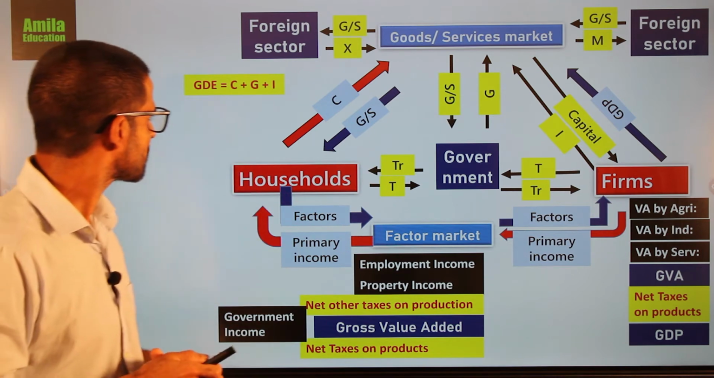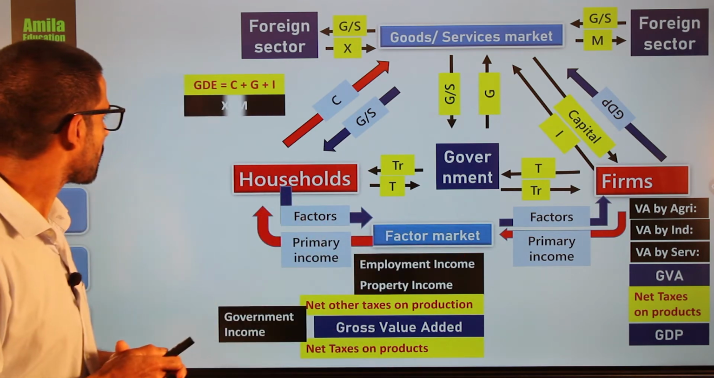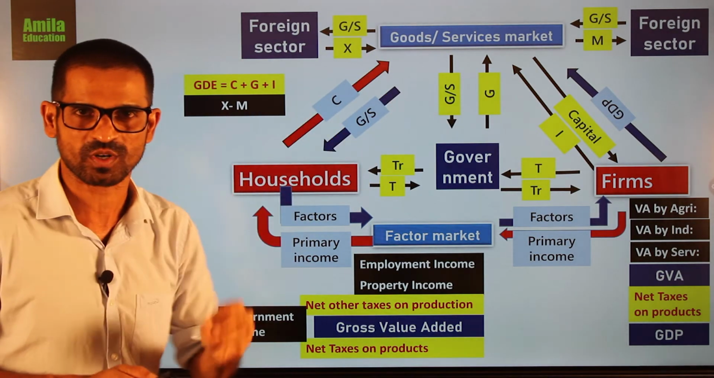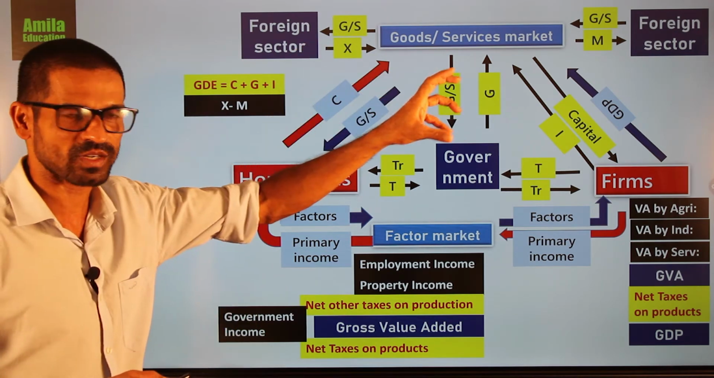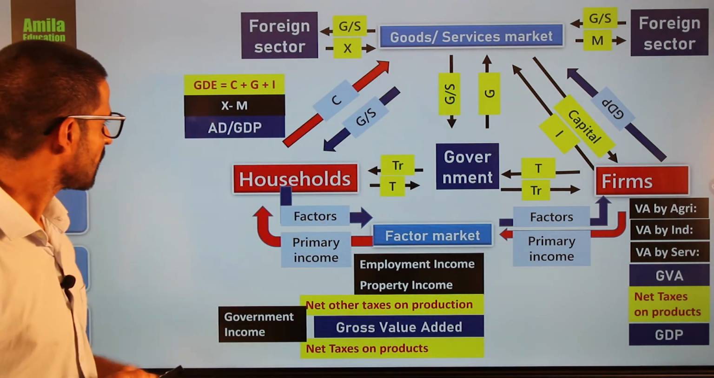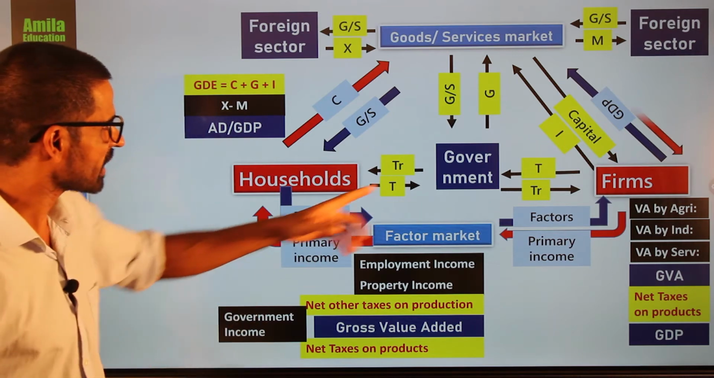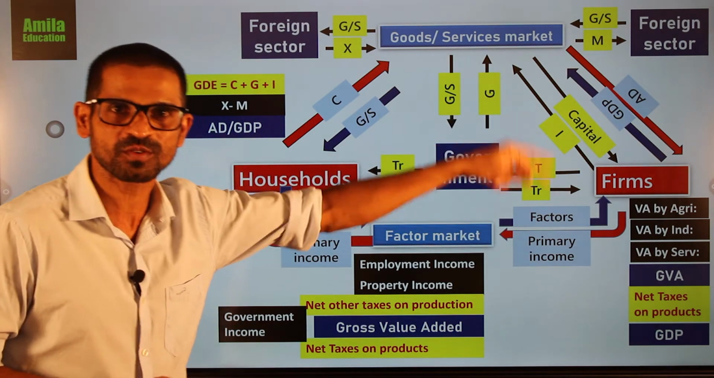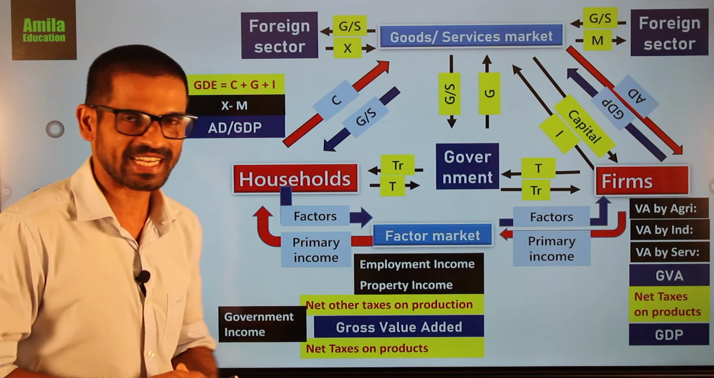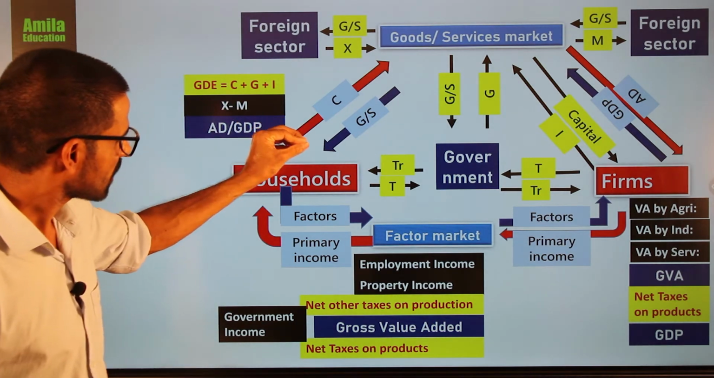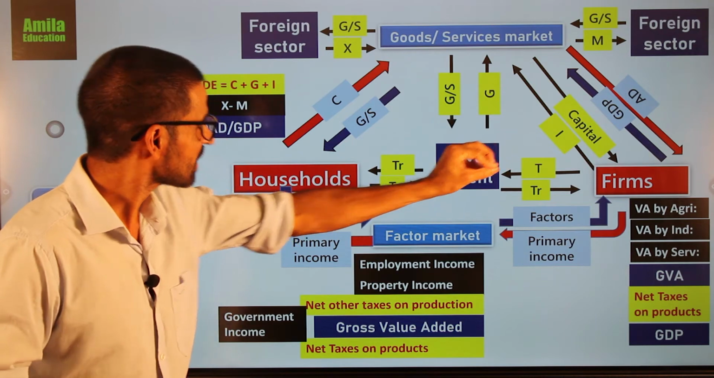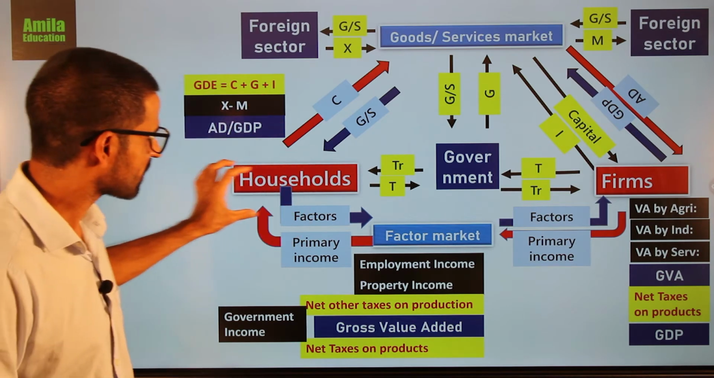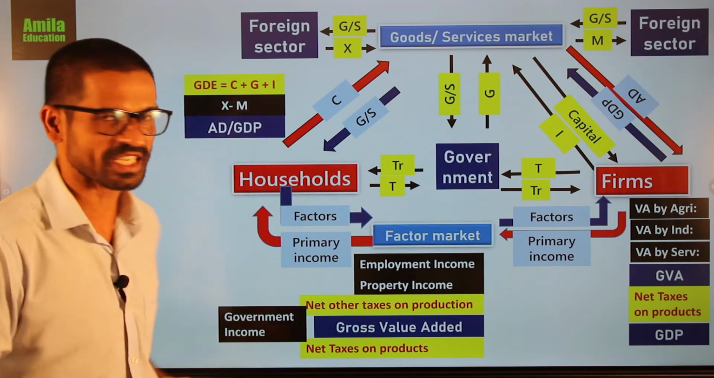So how do you convert gross domestic expenditure into GDP? Add exports and deduct imports, X minus M. We call it net exports, exports minus imports. Then you reach gross domestic product, or you call it aggregate demand. Total demand for all these domestically produced goods and services. So what are the components in aggregate demand? Private consumption, public consumption, investment, exports minus imports. You have to remove imports from this domestic demand or gross domestic expenditure.